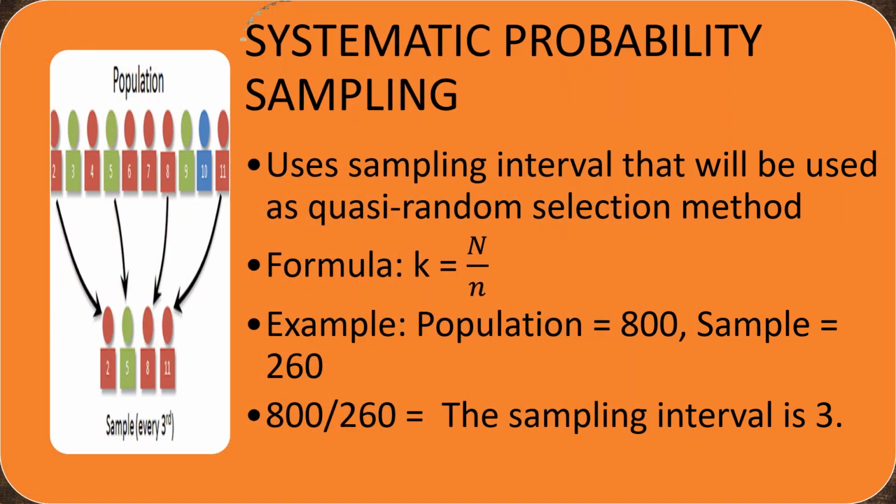Second, systematic probability sampling. It uses a sampling interval that will be used as a quasi-random selection method. Sampling interval equals population size over sample size. So 800 divided by 260 will give you a sampling interval of 3. At first, you will write all the names of your participants on a clean sheet of paper, and then you select participants for every third sampling unit in the list. In this sampling interval, it produces a random selection from throughout the total population.